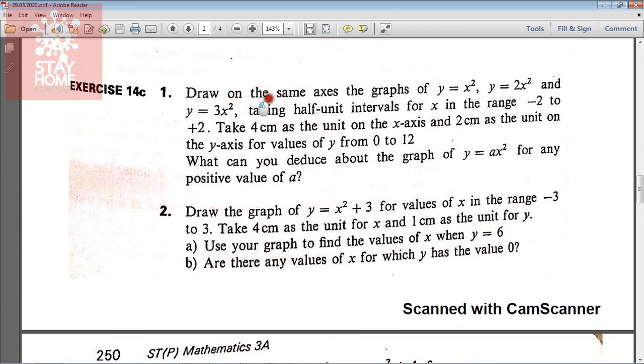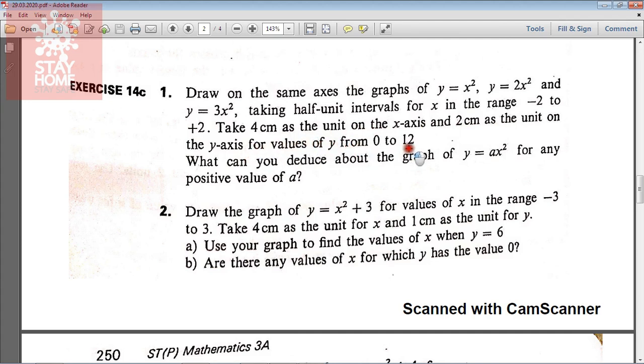Question number 1. Draw on the same axis the graph of y equals x square, y equals 2x square, and y equals 3x square. Taking half unit interval for x in the range of -2 to +2. Take 4 cm as the unit on the x-axis and 2 cm as the unit on the y-axis for the value of y from 0 to 12.